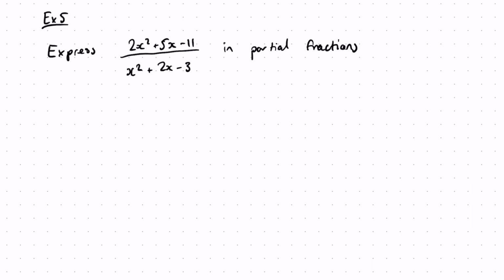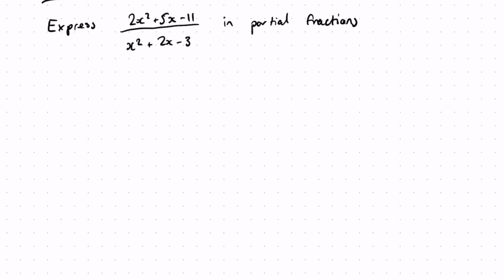Which you can express as a mixed algebraic fraction type thing. And then you would be able to split those into partial fractions. So the first step here is to find the remainder, so we can split this into two separate fractions. So we're going to divide the top by the bottom.